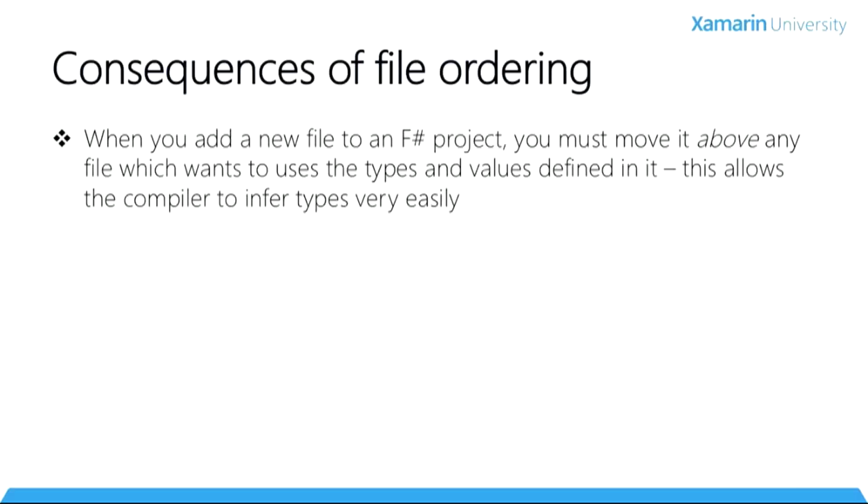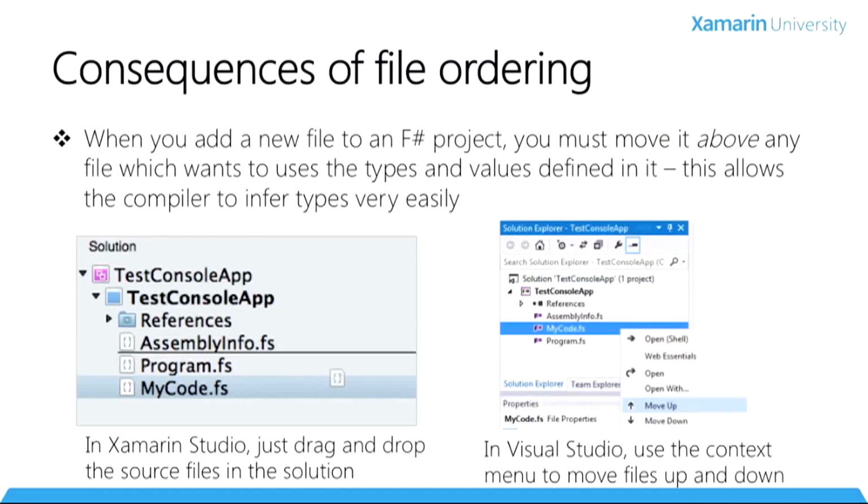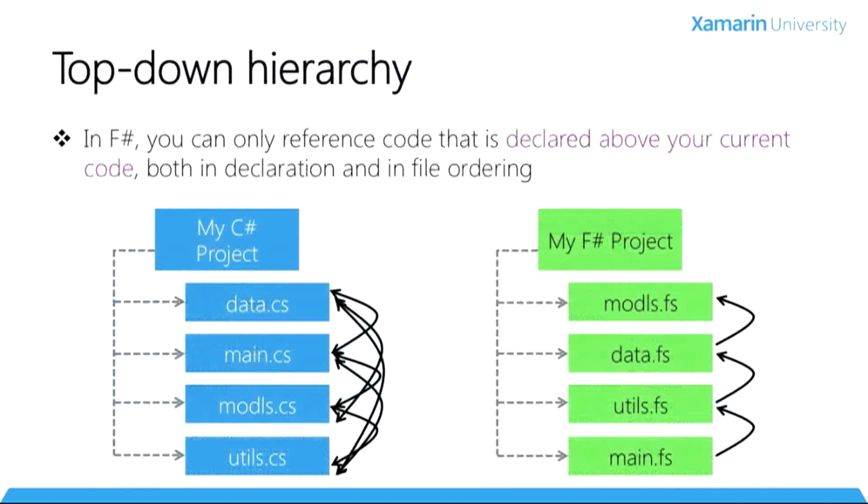So how do we adjust the file order in the project? In Xamarin Studio, you drag and drop the files around. And in Visual Studio, you use the context menu to move files up and down. And a second ramification of file ordering is the code contained in the files. Code ordering is important both in the project and within a single file. Code can only reference code that's above it, whether it's in that same file or another file above it.